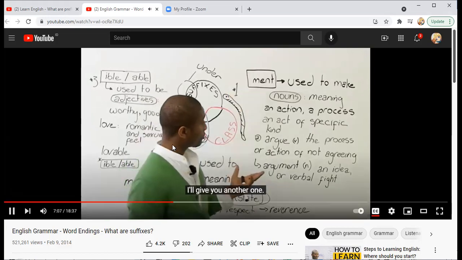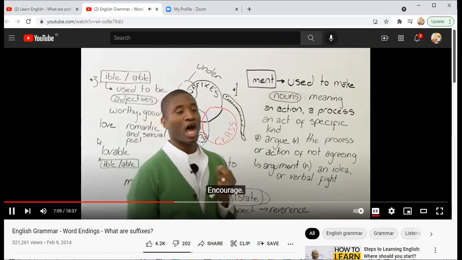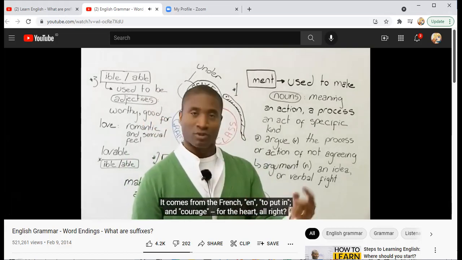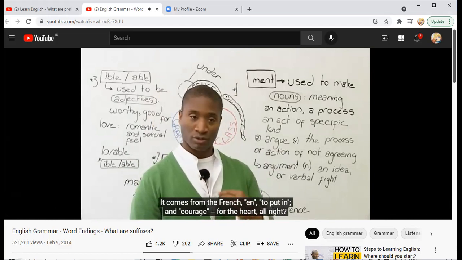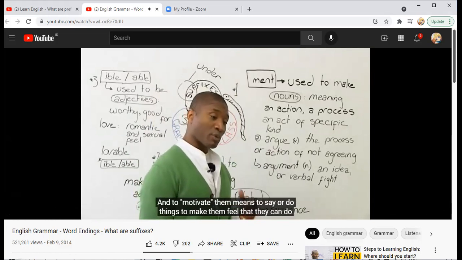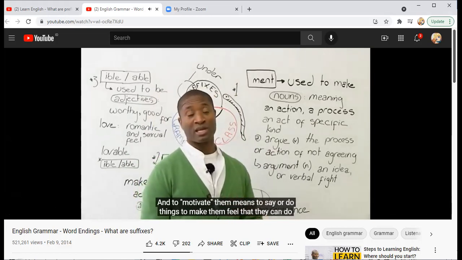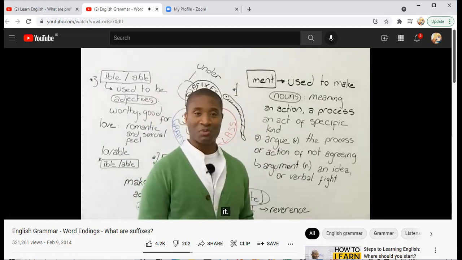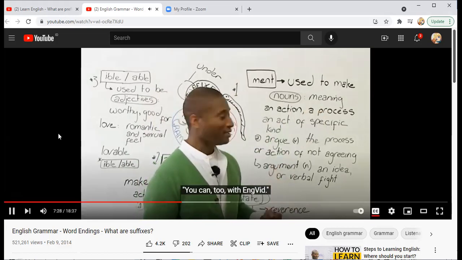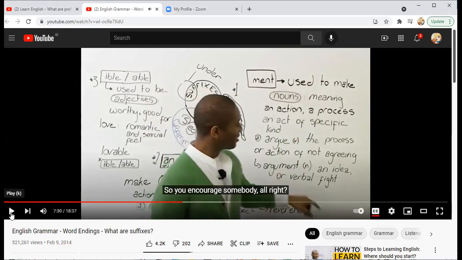What else do we say? I'll give you another one. Encourage. It comes from the French, to put in courage from the heart, right? So you encourage somebody, you motivate them. And to motivate them is to say and do things to make them feel that they can do it. As a woman would say, yes, we can. Okay, you can too. In English. Okay, so another example he said is encouragement.